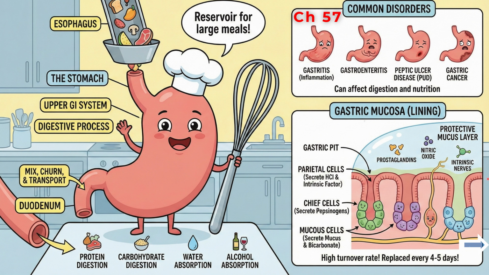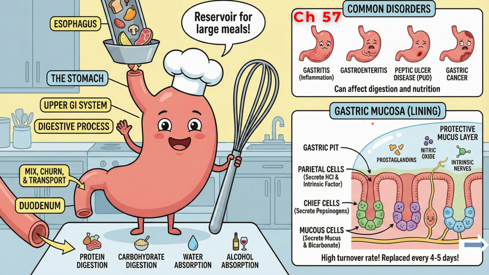So the introduction: here I just said a little bit about the stomach's role in digestion. It mixes the food into chyme and transports it to the duodenum. The stomach acts as a reservoir, performs early stages of protein and carbohydrate digestion, and absorbs water and alcohol.